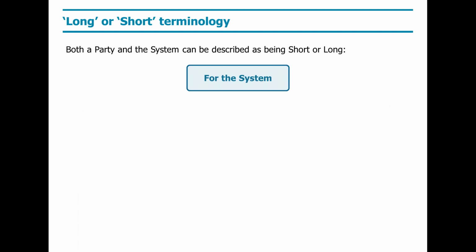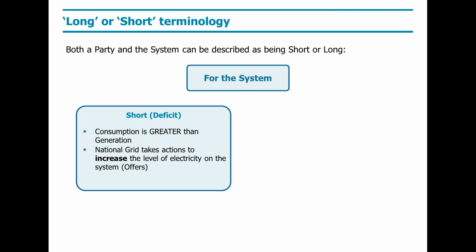Now, for the system, if the system is short, it means there's a deficit of energy on the system, so more is being consumed than is being generated. When that happens, National Grid needs to take actions to try to increase the level of electricity on the system. They do this by accepting things called offers.